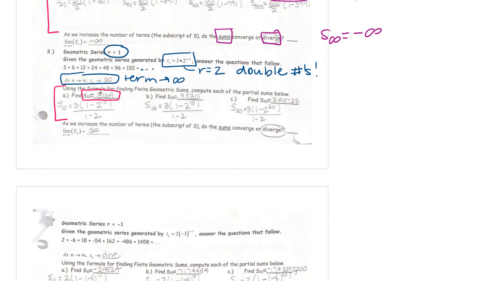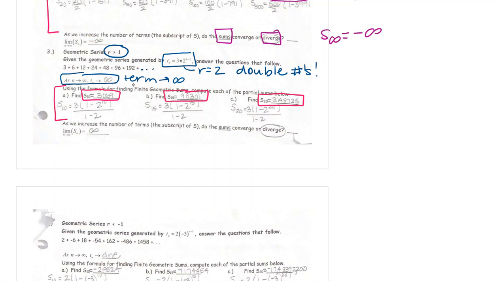So this sum of just the first 10 is already at 3,000. The sum of the first 15 is over 98,000, and the sum of the first 20 is over 3 million. So I find that to be interesting. If you notice with geometric, I've only added 20 numbers and I'm already at 3 million. And that's because the doubling makes the numbers get really big really quick.